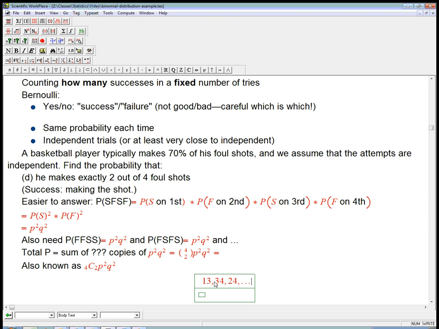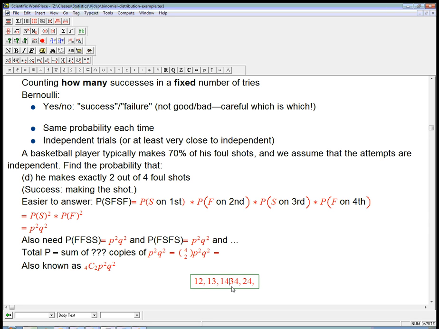Okay, what we need is a systematic way to list all those guys and then count them. Okay, so in this example, we can actually just list it out. Okay, let's see. 1, 3. Why don't we start with 1, 2? Because that seems like the reasonable place to start. It could have been success, success, then fail, fail. Okay. Then 1, 3.